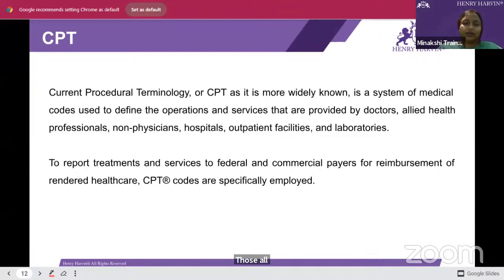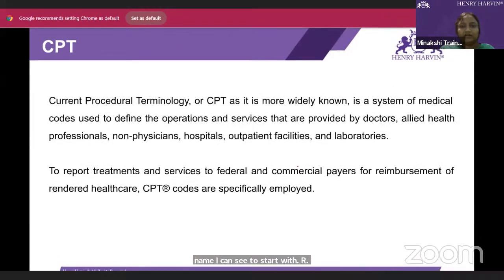book. Okay. And in this CPT, so somebody is scribbling on the screen. It is some name I can see. It starts with R. So please don't scribble on the screen, anyone.